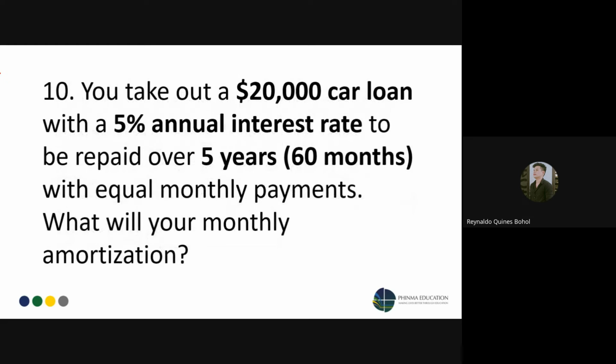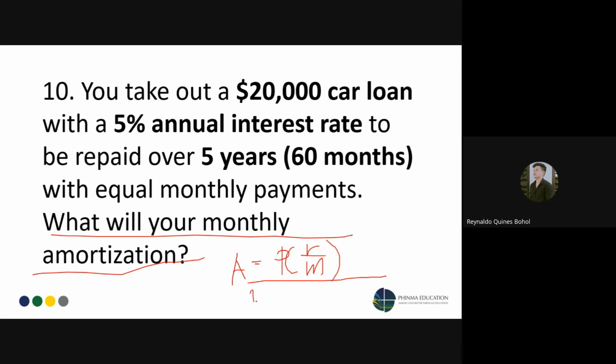Next, you take out a $20,000 car loan with a 5% annual interest rate to be repaid over 5 years or 60 months. Kasi 12 months ay monthly siya nababayaran. What is your monthly amortization? This is 2 points. Find the monthly amortization, rounded to two decimal places. Gamitin niyo yung formula natin: PR over M, over 1 minus (1 plus R over M) raised to negative MP.